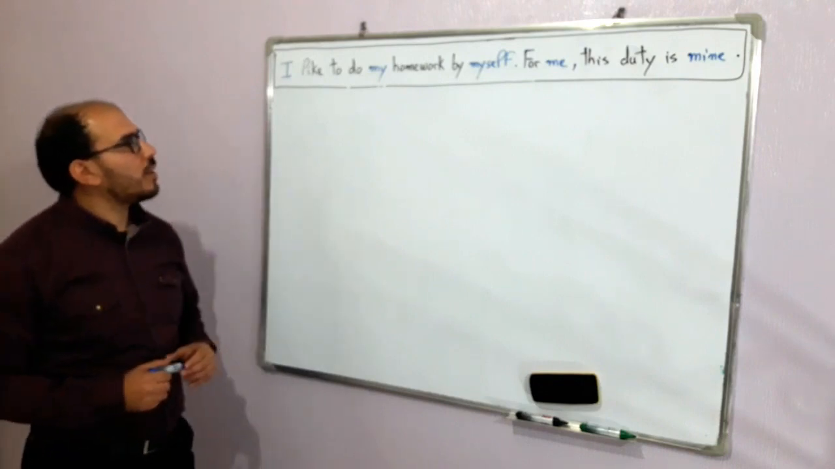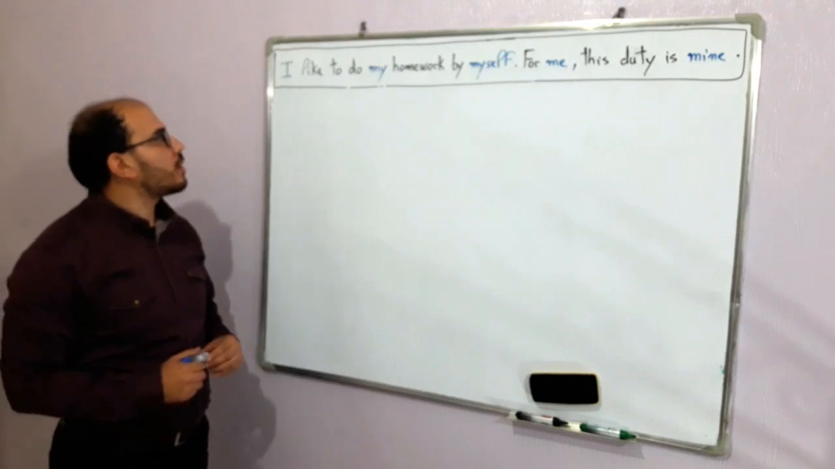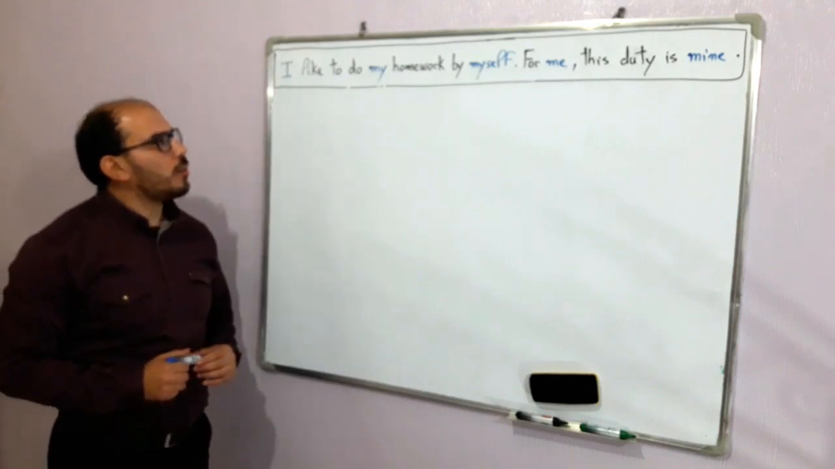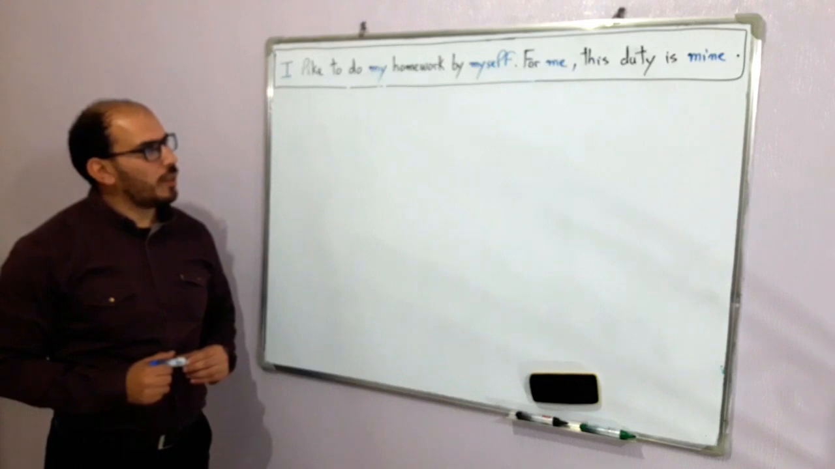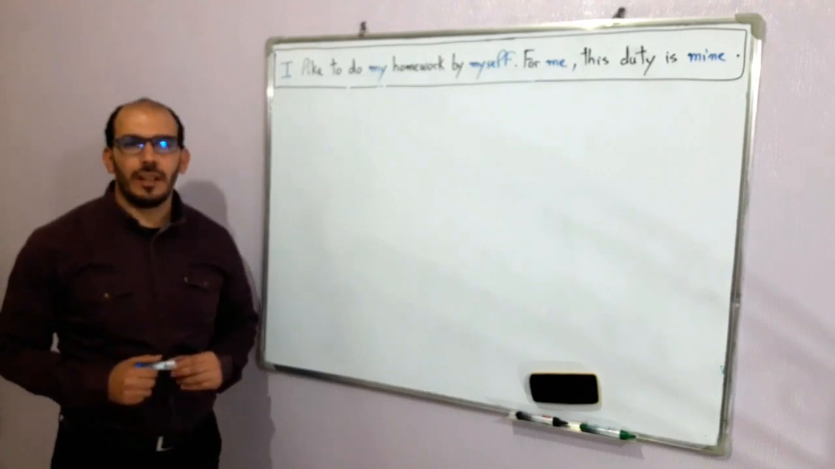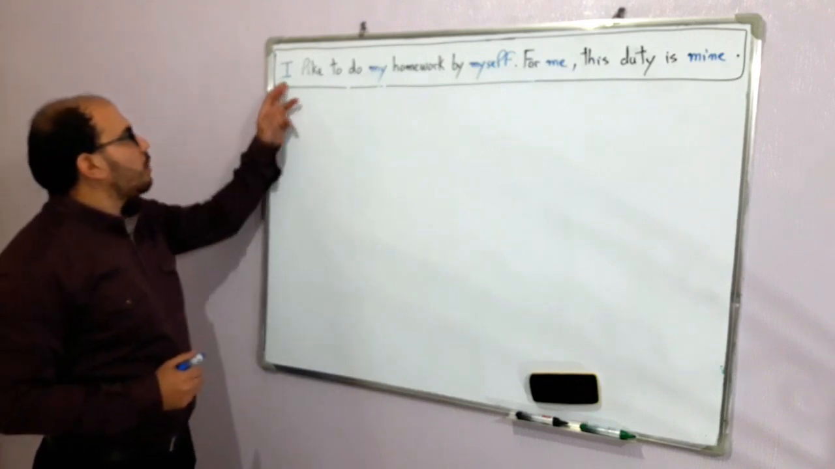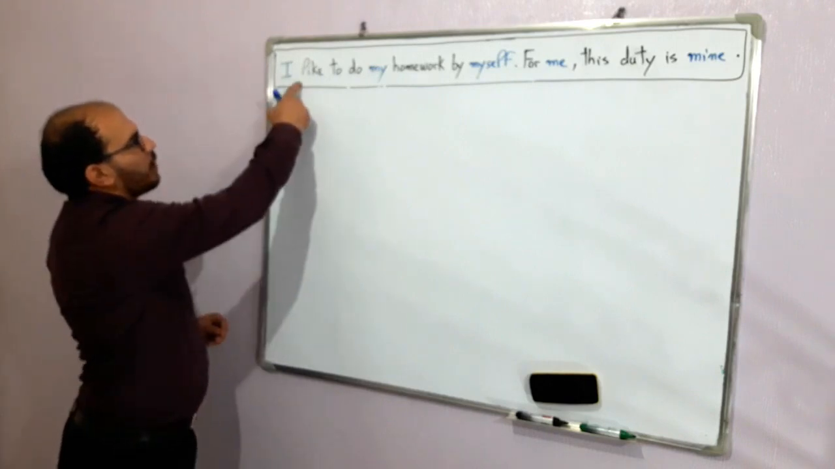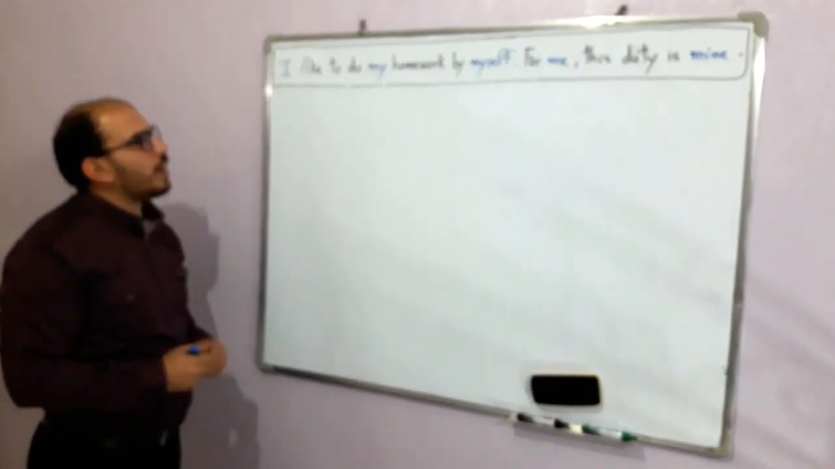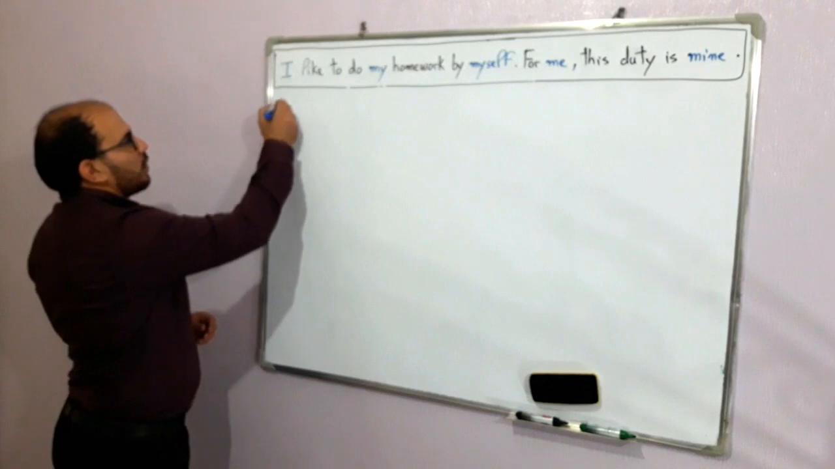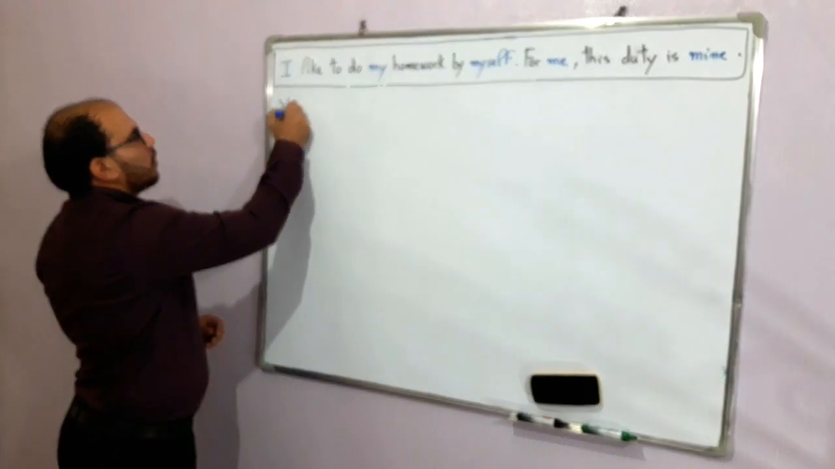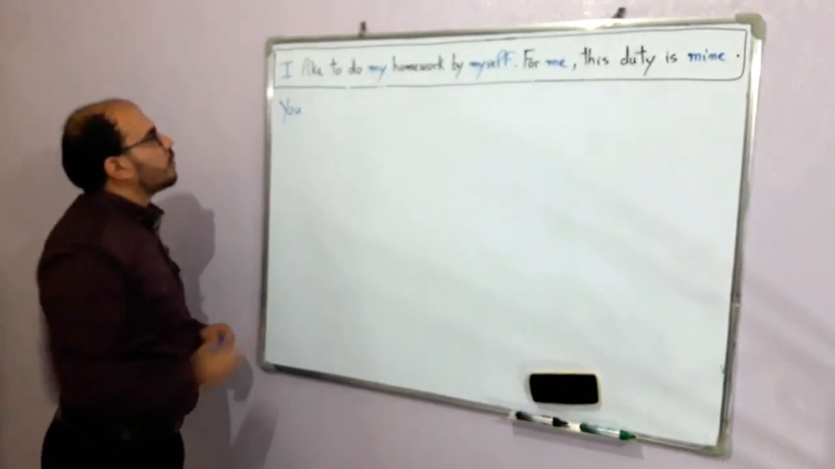For today's session, let's start from this sentence. I like to do my homework by myself. For me, this duty is mine. So this is when I have I, so we say I like to do my homework by myself. Suppose that I have you.